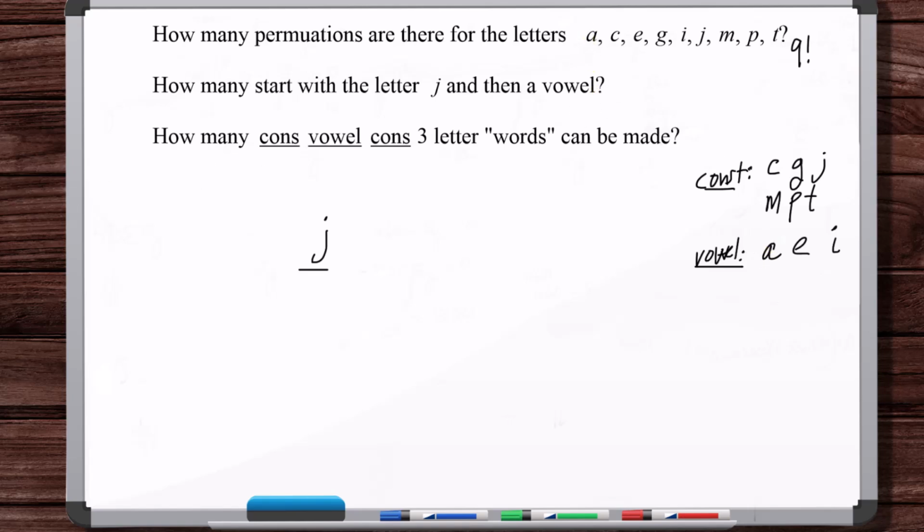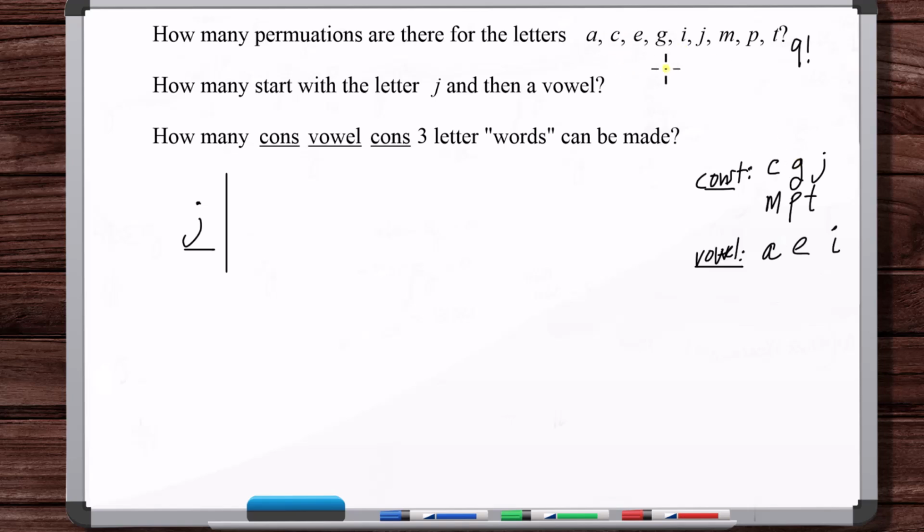All right. So starting with the letter J is easy because now this J is fixed over here, right? So there's one less consonant. We can just ignore the J because it's saying it starts with the J. The J has to start here, and it has to be a J. There's one outcome there. So the question now turns into how many start with a vowel, not including within this list the letter J.